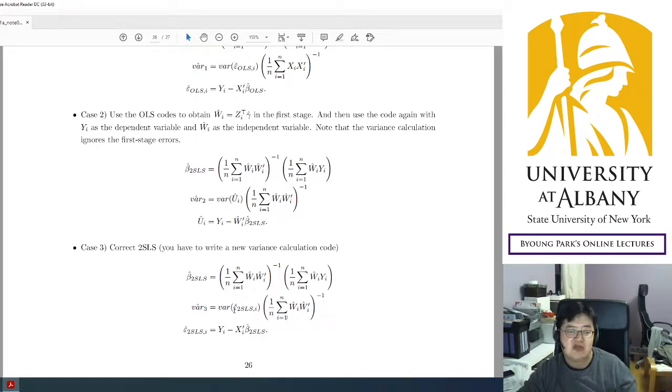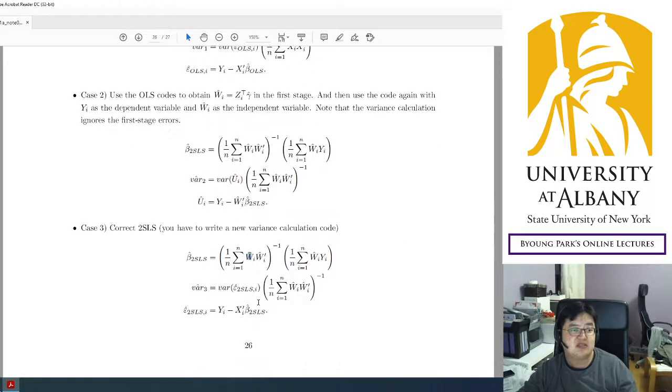So the idea is that how you calculate the residual is different from the regressor you use in the regression estimate. That's the main point, and this is where many students and even many researchers make mistakes.